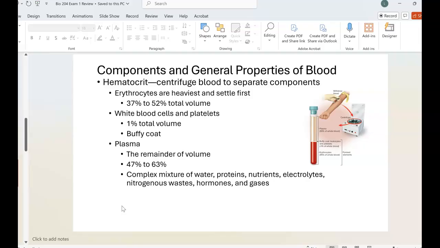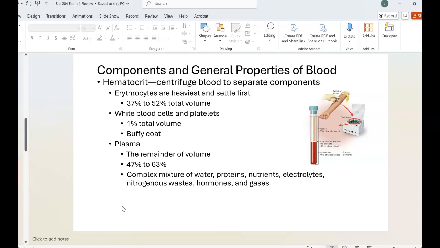So the liquid portion of blood is plasma, and that is probably the majority of our blood. So that's going to contain about 47 to 63% of our blood volume. And then we have our erythrocytes. One of the things that we did in lab was we did a little hematocrit where we actually separate out these blood components. Erythrocytes are the heaviest, so they'll settle out first, so they will be on the bottom.